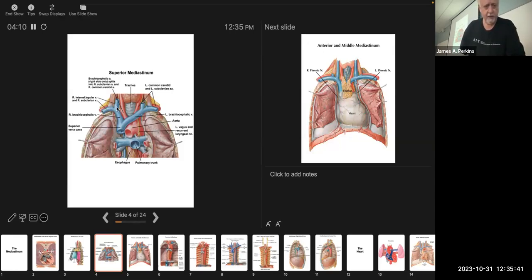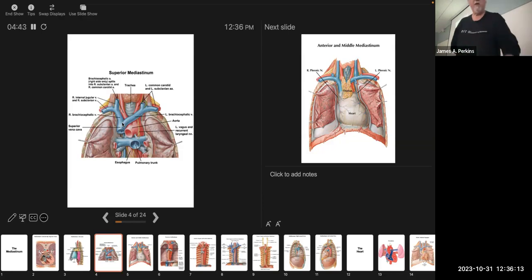Each brachiocephalic vein is formed from the junction of the internal jugular vein and the subclavian vein. So, for example, on the right side of the body here, you can see the right internal jugular vein joining with the right subclavian vein together to form the right brachiocephalic. And then on the left side of the body, they're not labeled, but you've got the left internal jugular vein and left subclavian vein joining together to form the left brachiocephalic vein.